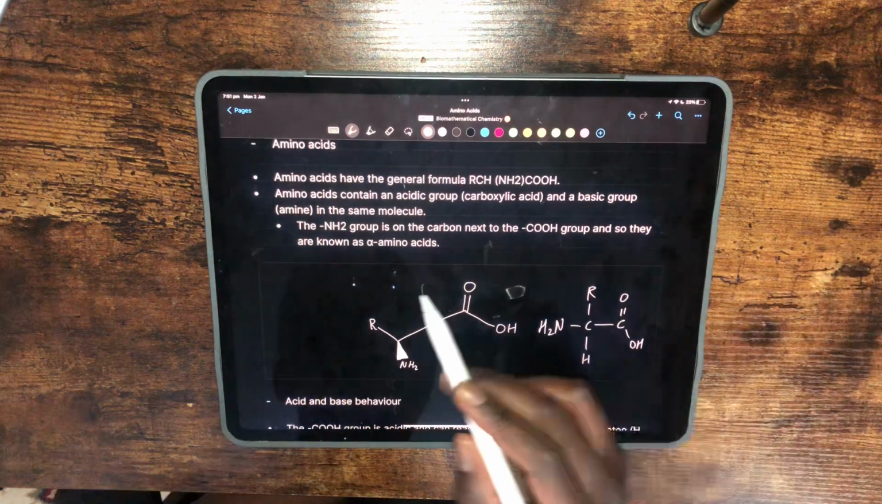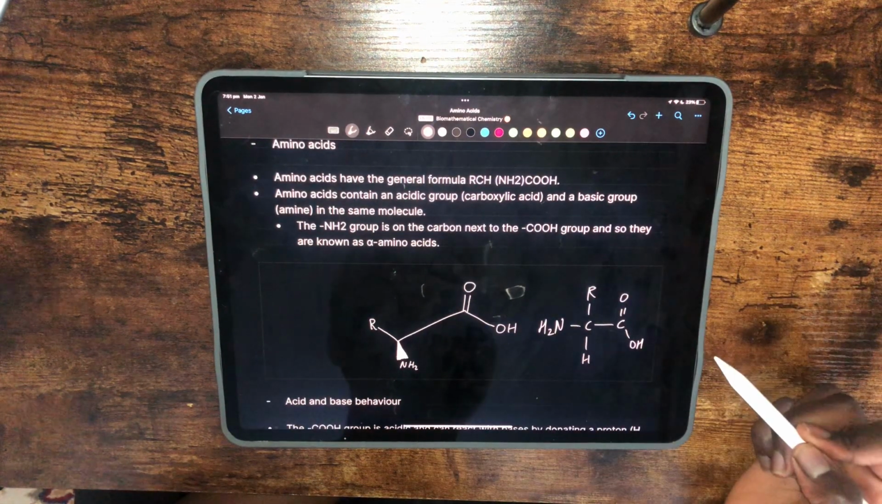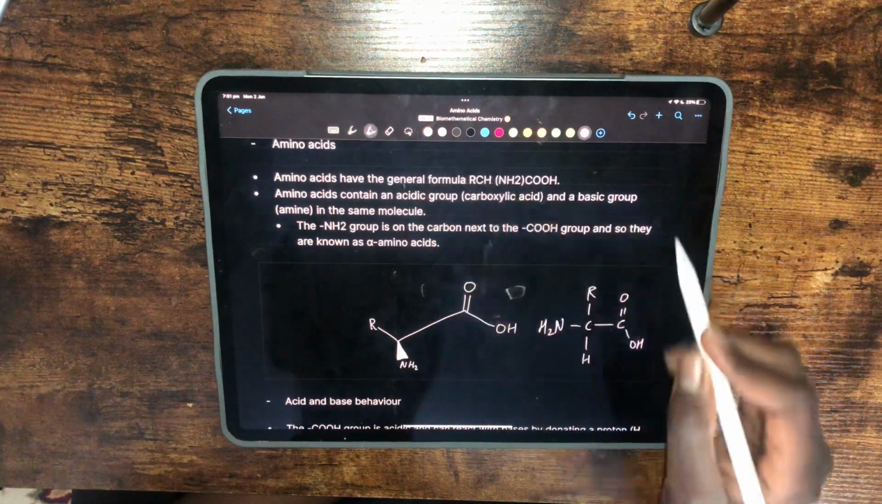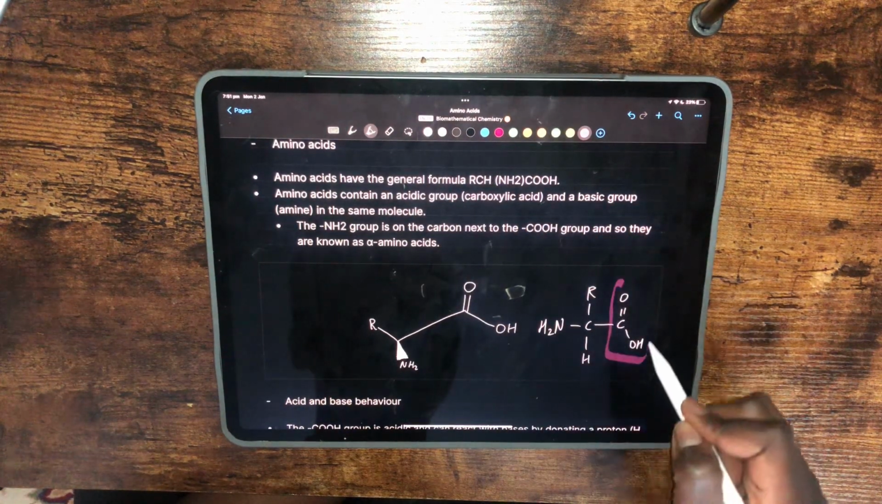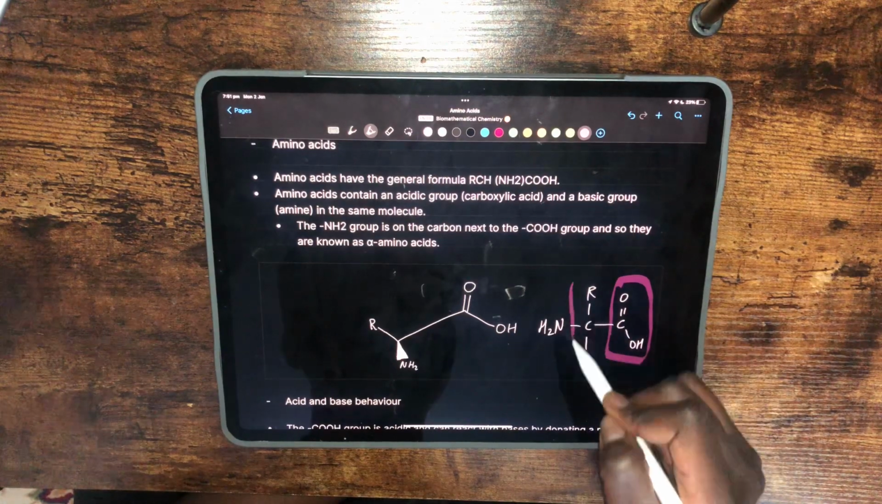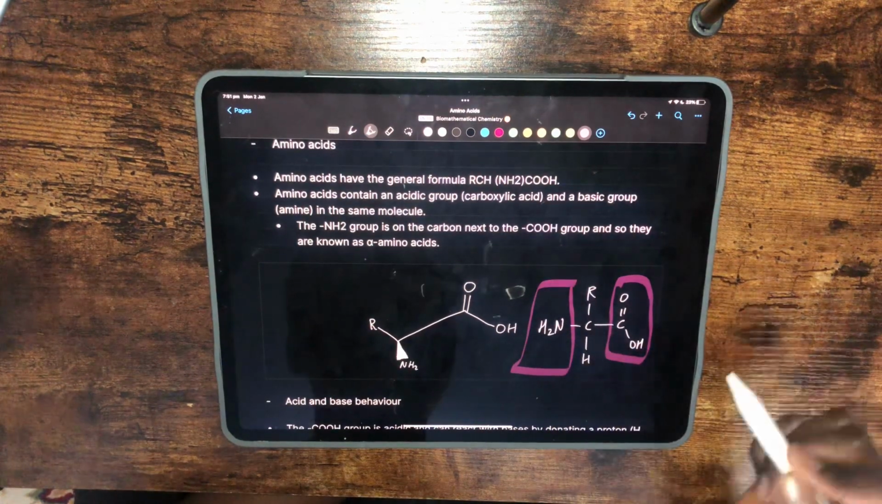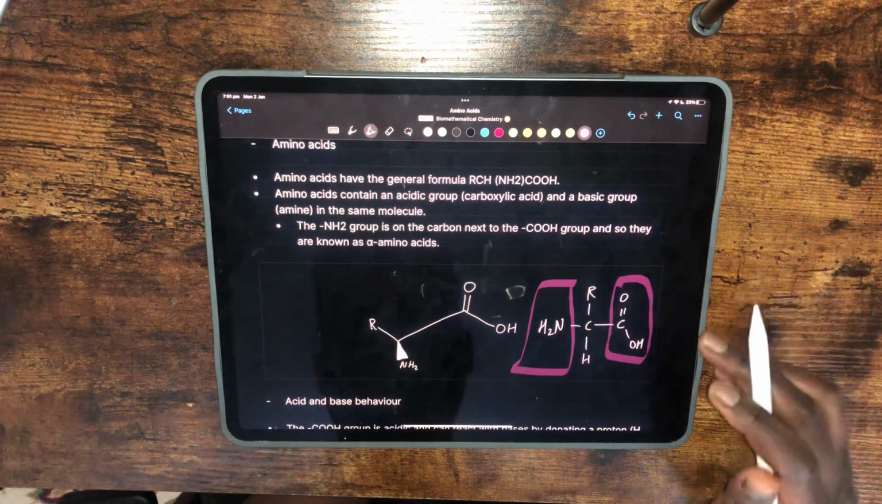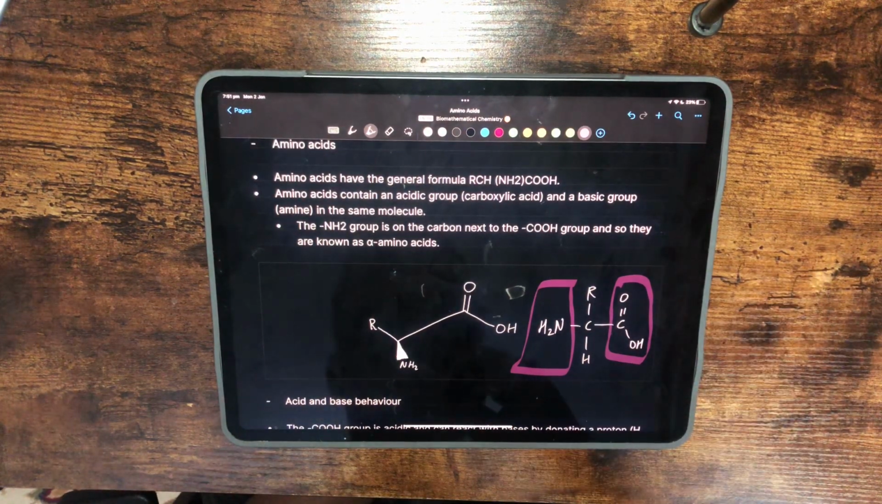Amino acids have two functional groups: a carboxyl group and an amine group. When you have two functional groups on the same molecule, we call that bifunctional. So yeah, let's go into the next part.